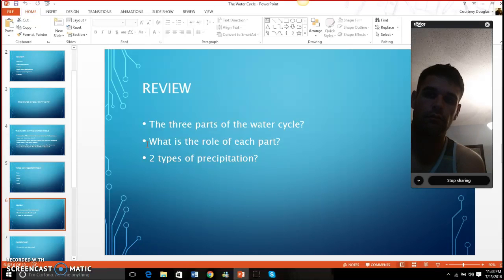What's the first part? What happens first? Evaporation. Then what? Condensation. Then what? Precipitation. Very nice. And it just keeps going over and over and over again, right? Can you name the role of each part?